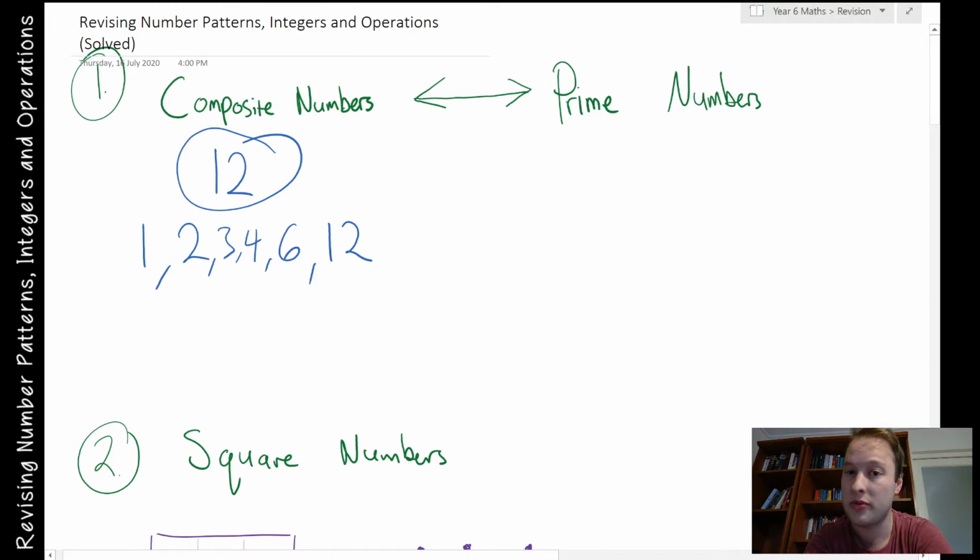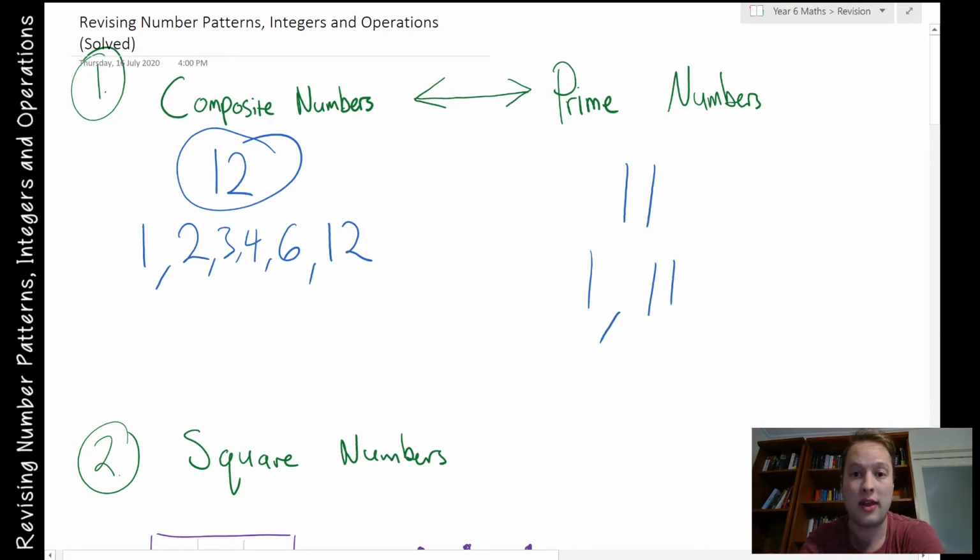So we call it composite because it has more than one times itself as a factor. A prime number is the opposite, where it can only be times by one and itself. An example of a prime number is 11. There's no numbers I can times by to get to 11. It's just 1 times 11 equals 11.